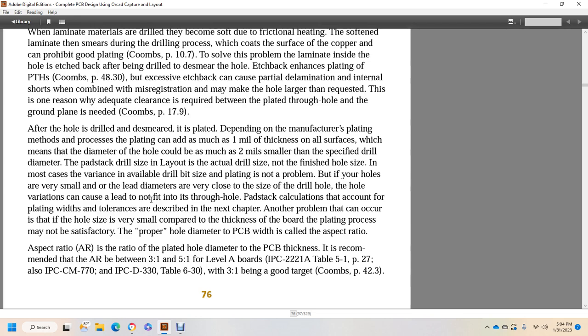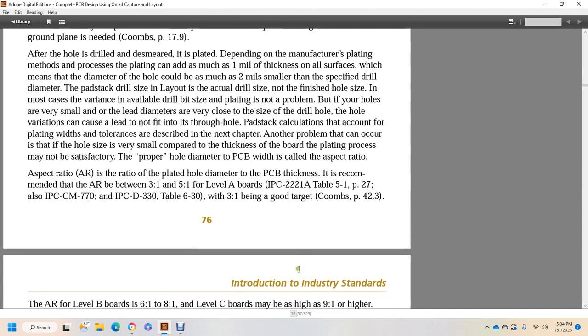Another problem that can occur is when holes are very small compared to the thickness of the board. Plating may be satisfactory only with the proper hole diameter for the PCB thickness. It's called the aspect ratio. The aspect ratio is the ratio of PCB thickness to plated hole diameter. Recommended AR for level A boards is between 3 to 1 and 5 to 1, with 3 to 1 being a good target.